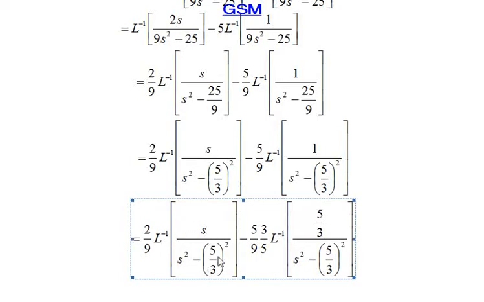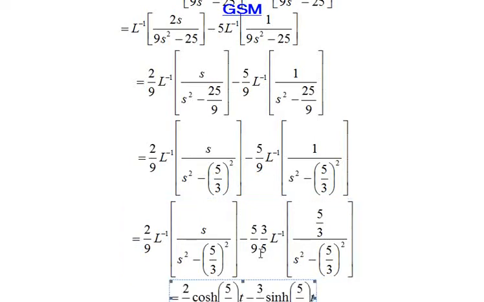See in the next steps. 2 by 9, L inverse of s by s squared minus 5 by 3 whole squared, minus the second term 5 by 9, the same 5 by 9, and multiply the denominator and the numerator. The numerator 5 by 3, the denominator 5 by 3 will come, so take the reciprocal, that is 3 by 5.